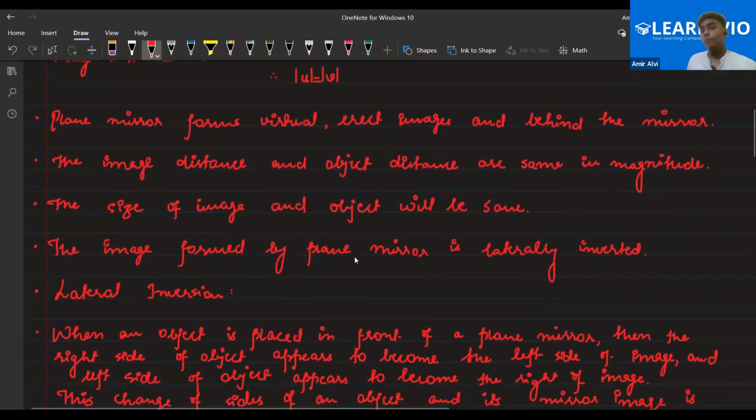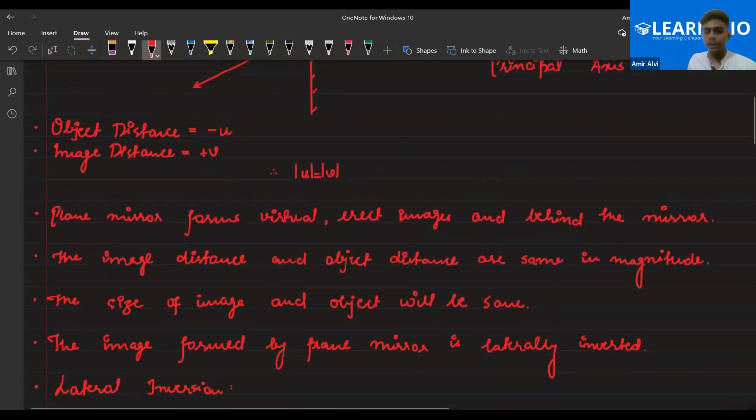The image formed by the plane mirror will always be laterally inverted. What does laterally inverted mean? Can anybody tell me what laterally inverted means? Does anybody have any idea so far? Left side will appear as right side. Okay. Sir, what's the word? Laterally inverted. The image is reversed. Okay, okay, Aayan and Zainab. Anyone? Arish, Junaid, and Faizan.